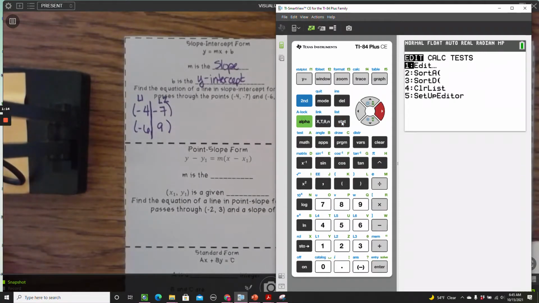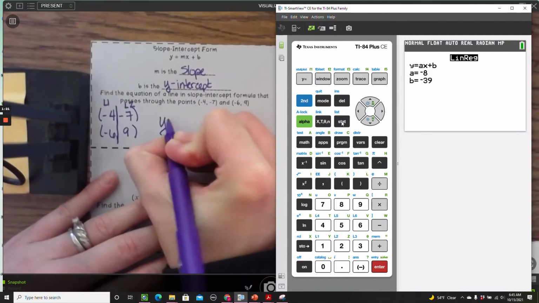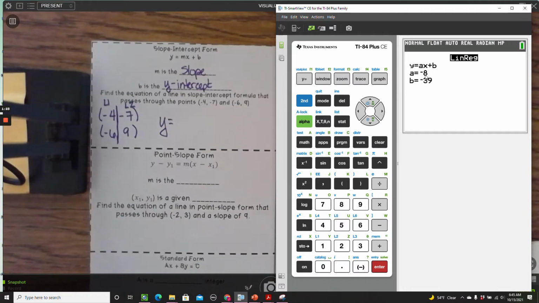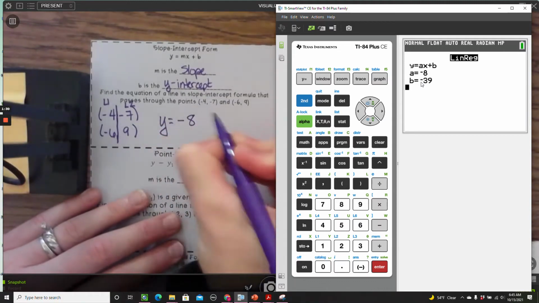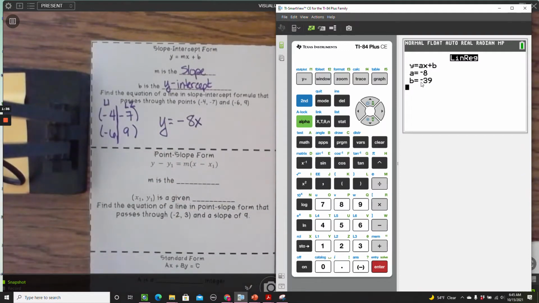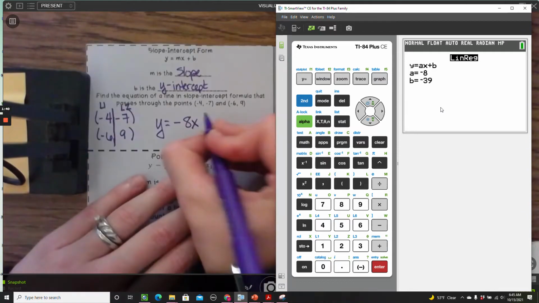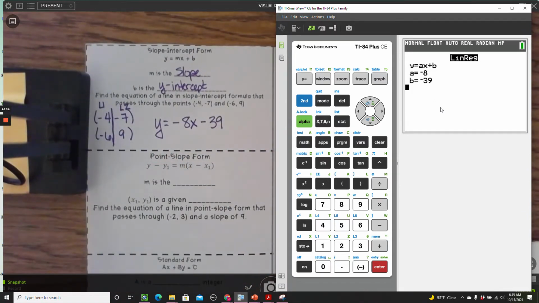Then stat, right arrow key 4, hit enter 5 times. My equations always start with y equals. I use my slope first, and my slope here is this a value. So slope is -8, and then I need to tack an x onto the end. Behind your slope is always the x, and then your y-intercept. So it's -39. That's how we write an equation in slope-intercept form from 2 points.